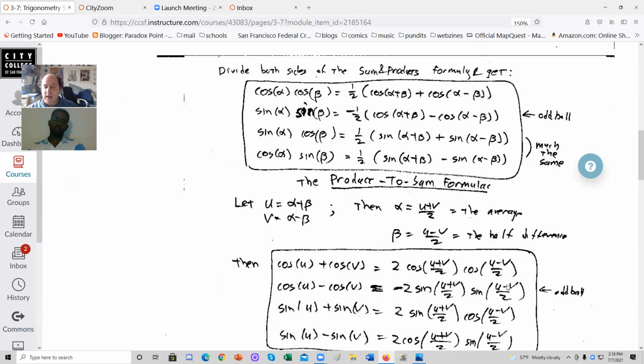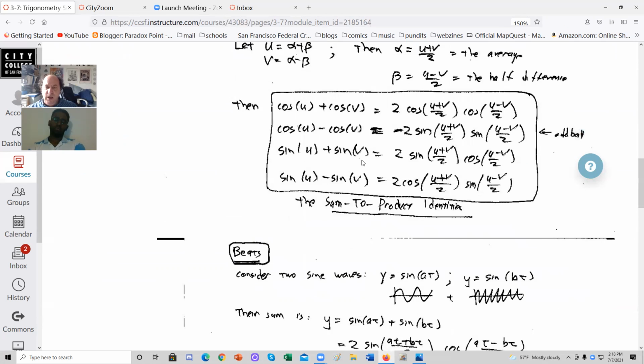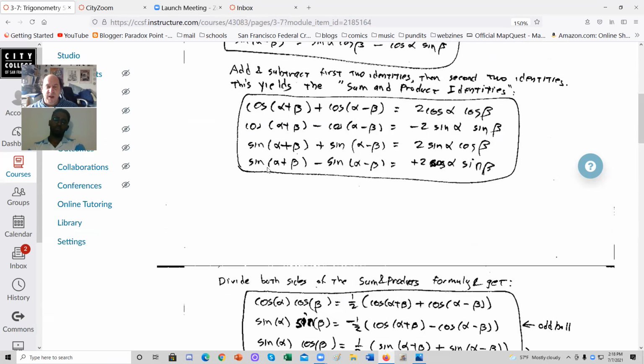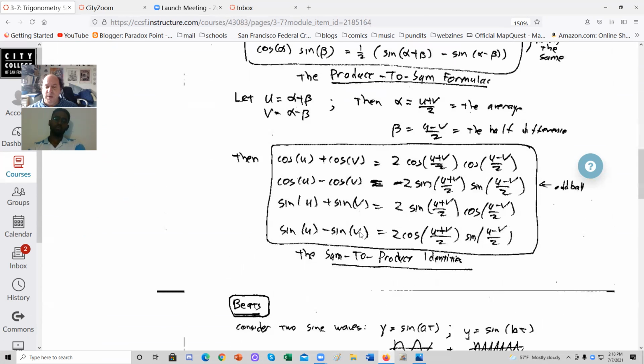Again, because of the minus, this is the oddball formula. Here, set this to u, this to v, average and half difference. Then sine of u plus sine of v equals twice sine of the average, cosine of the half difference. And similarly, from here, let this be u, this be v, average, half difference. I get that sine of u minus sine of v equals twice cosine of average, sine of the half difference. These are the sum to product identities.